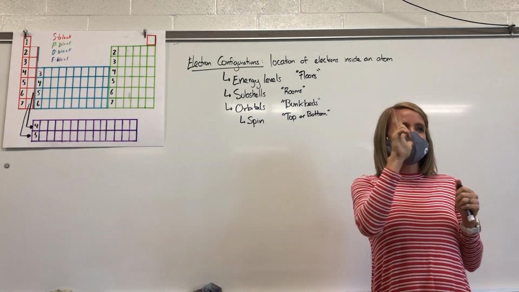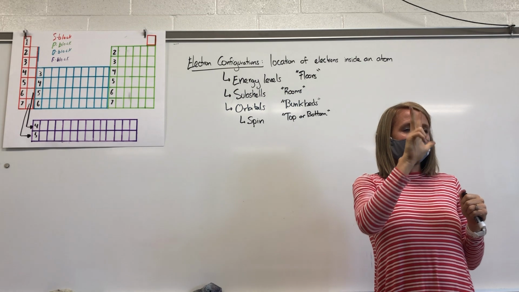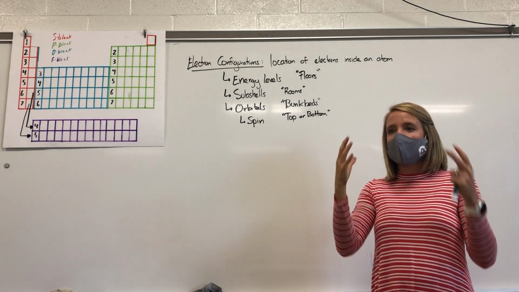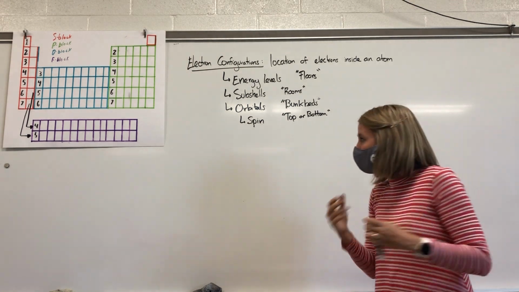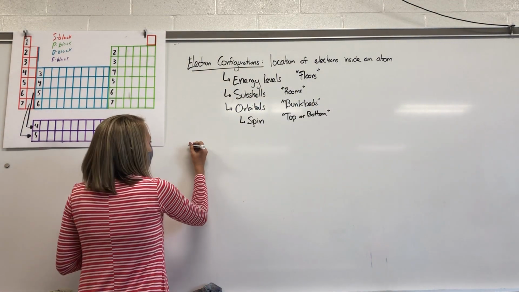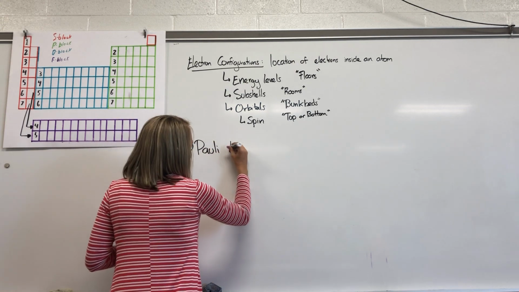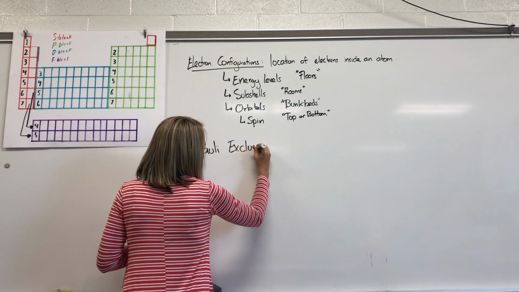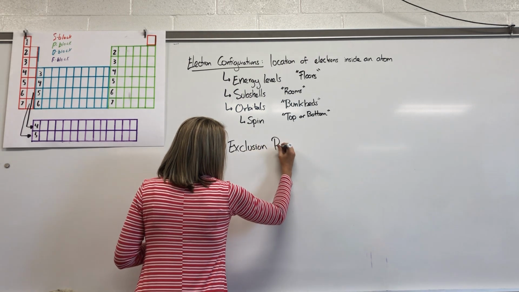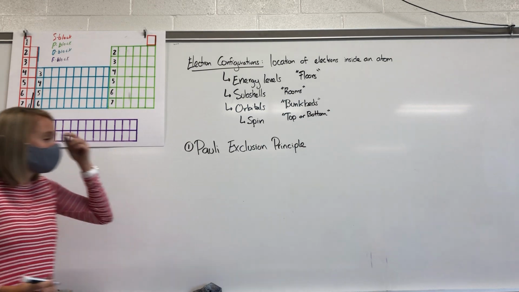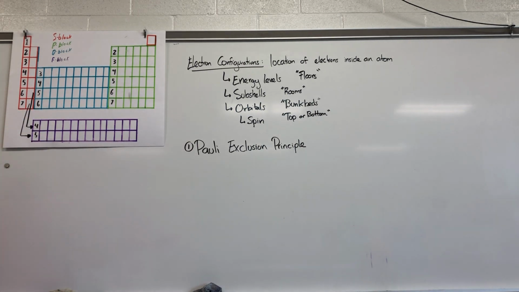Now, with our hotel, there are 3 rules that electrons always follow when they occupy an atom. The first rule I guess we'll talk about is known as Pauli's exclusion principle.